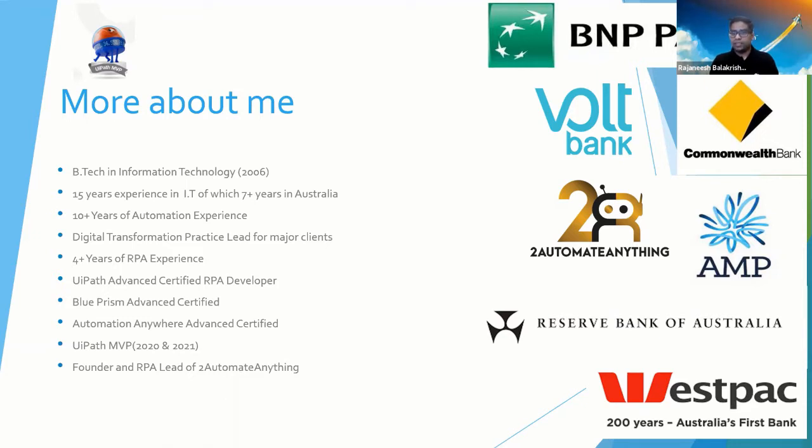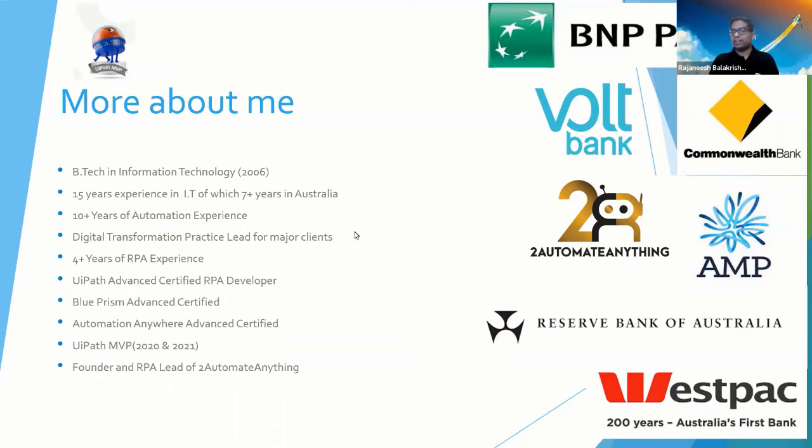I am a certified developer in many technologies and RPA tools, such as Blue Prism, Automation Anywhere, and UiPath. I'm one of the UiPath MVPs from Australia last year, and one of the 2 MVPs in 2021. I am the founder and RPA lead for To Automate Anything. You can see these icons, which I have worked with for the past several years across different automation technologies.